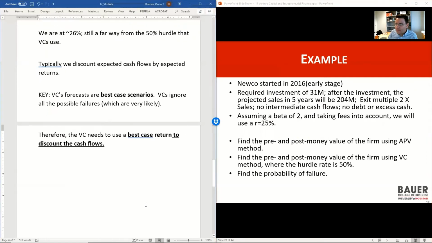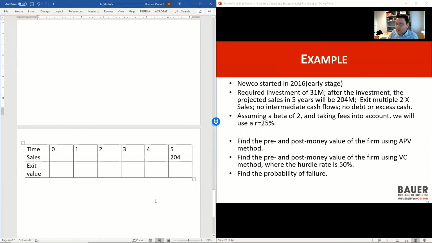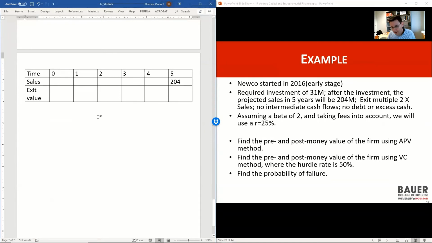So consider a new company, started in 2016. The VC is thinking about investing 31 million into the company. I is 31.